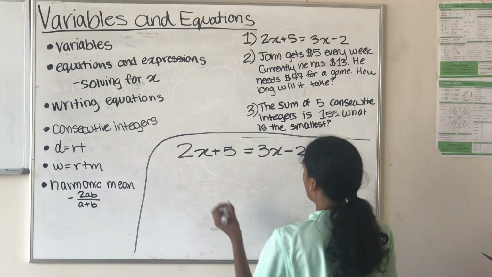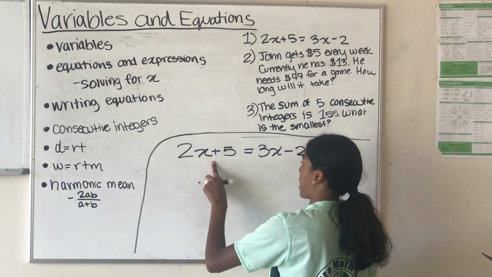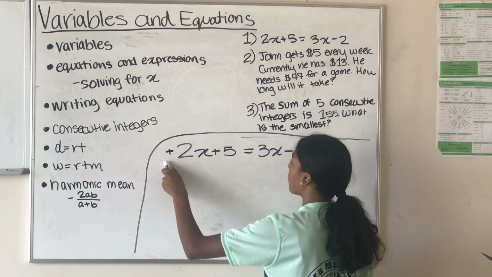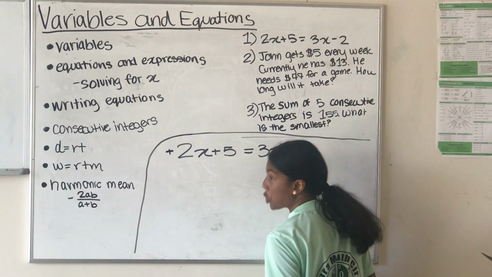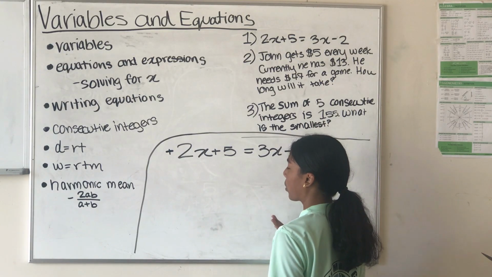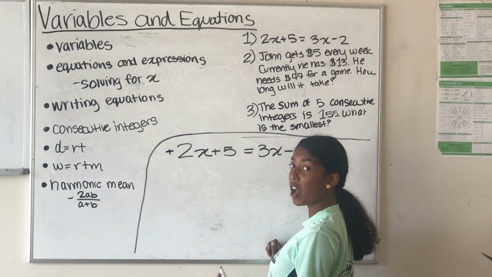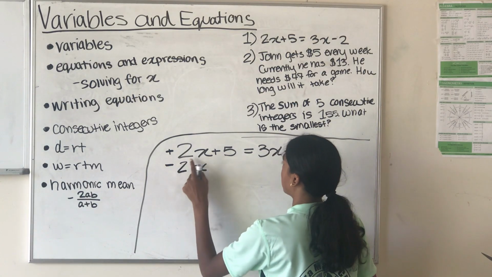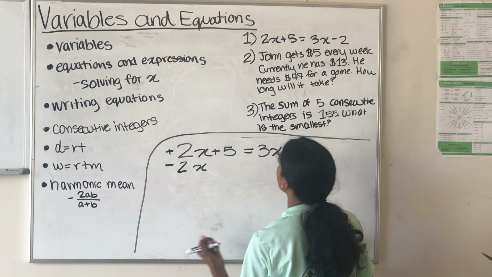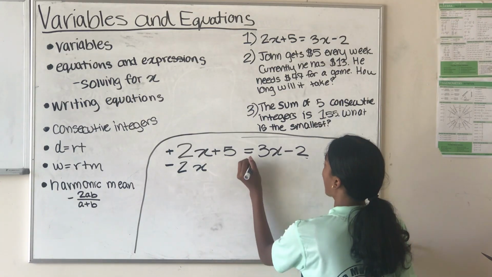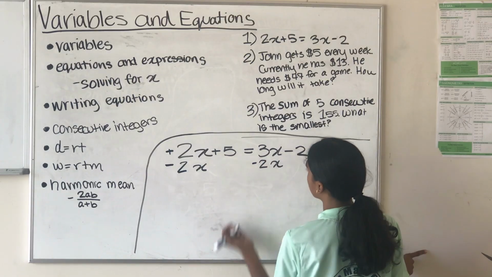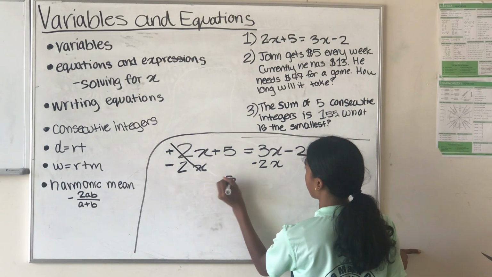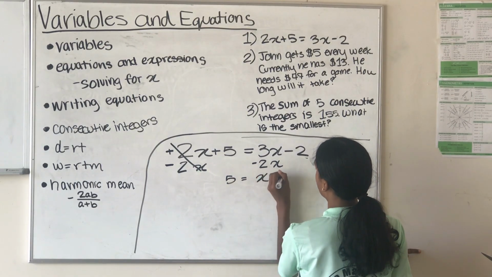So what we're going to do is we have to think, what will cancel out this positive 2x? What plus 2x or minus 2x will equal 0? So maybe the opposite. So we're going to do minus 2x. 2x minus 2x is 0. Since we did it to this side, we have to do it to this side, or else it's not equal. So doing that, these cancel out. We'll get 5 equals x minus 2.